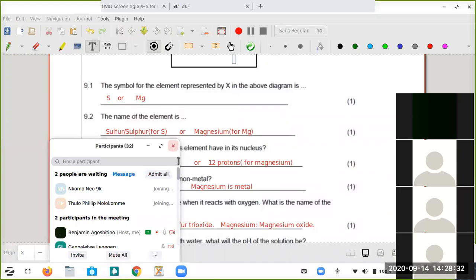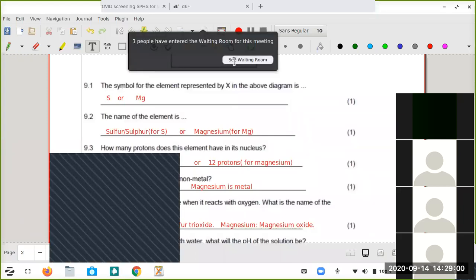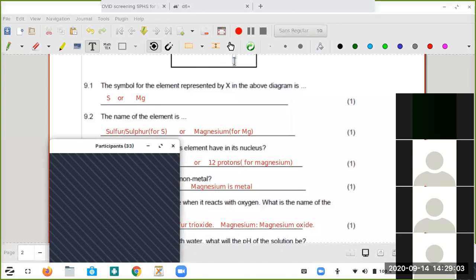So please take note of the atomic numbers that are in the periodic table. It's very, very important. Remember the number of electrons is exactly the same as the number of protons in an atom. And the number of electrons is written at the top of an element in the periodic table, and it is known as the atomic number. Now, let's move on to the next question.